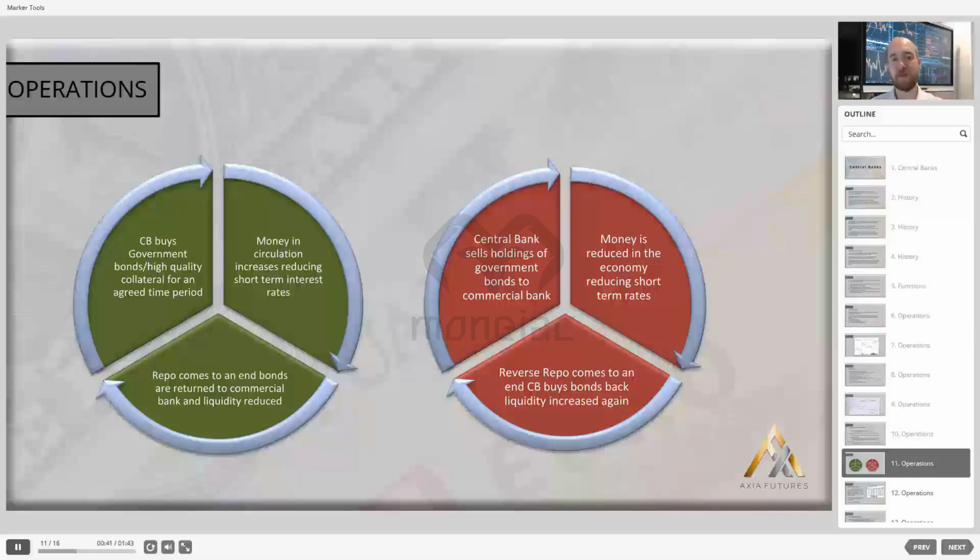So what happens there is the central bank sells its holdings, commercial banks hand money over, so take money out of the system, money's reduced, and then later on the central bank buys them back as there is a need to increase liquidity in the system. So that's how your reverse repos and repos work. This serves to enforce the exchange rate.